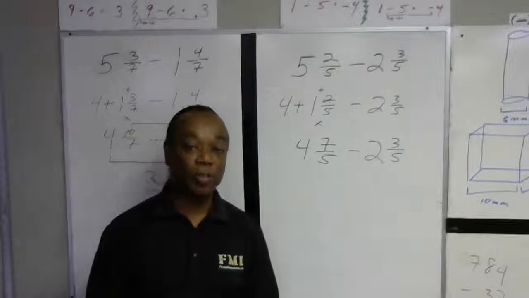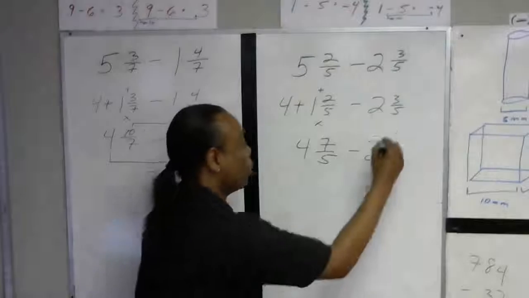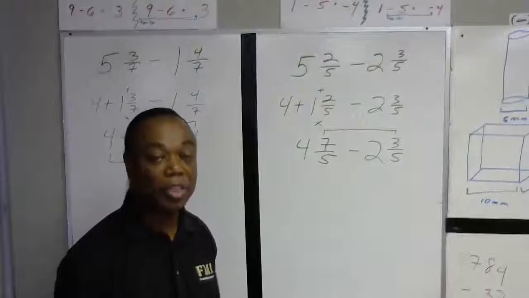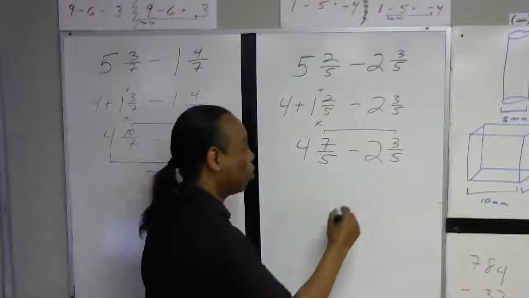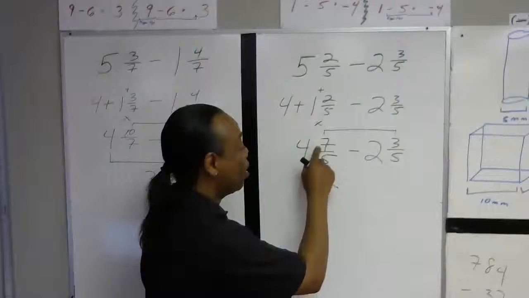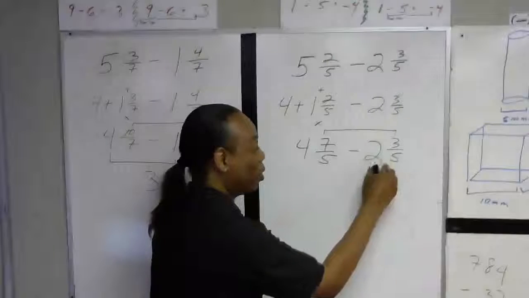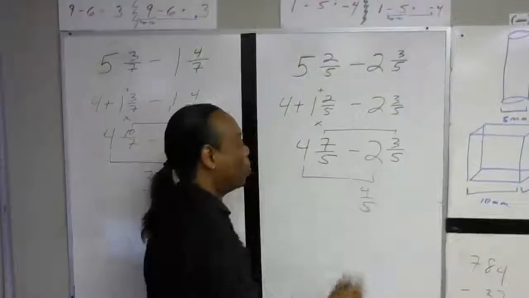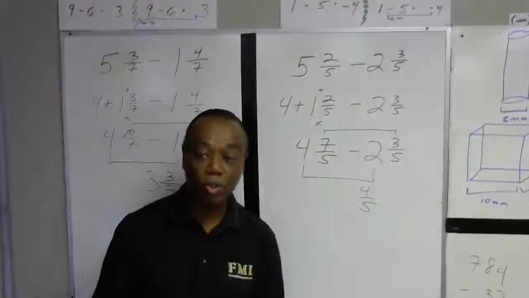Now I'm going to subtract the fractions. 7/5 minus 3/5 leaves 4/5. Sorry, I said that backwards. And we subtract the whole numbers. 4 take away 2 leaves 2.